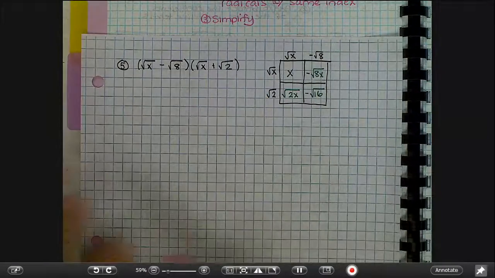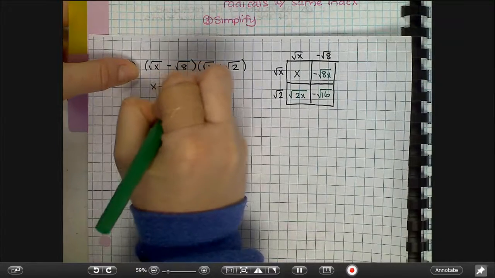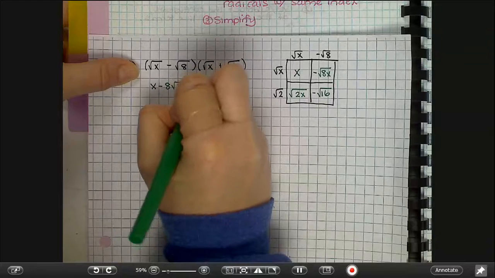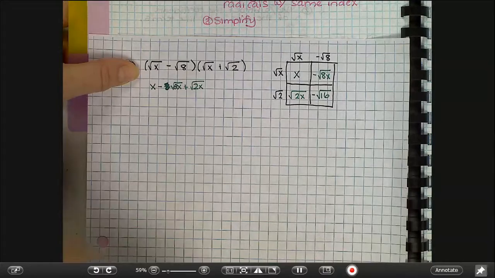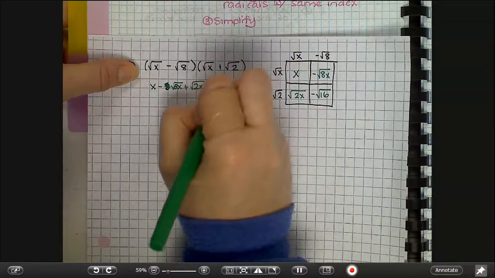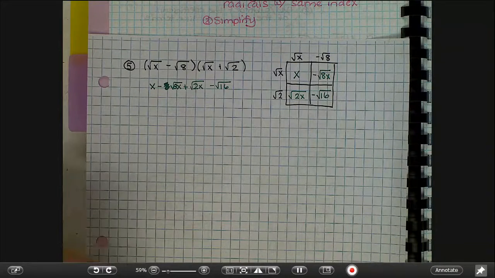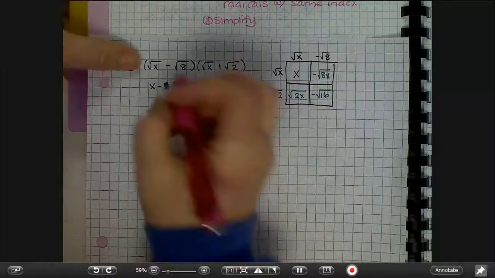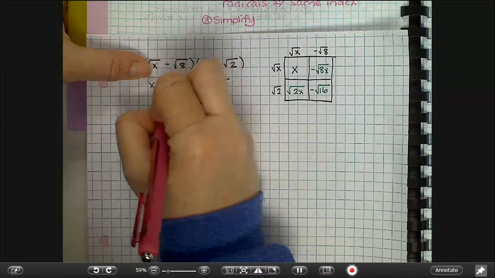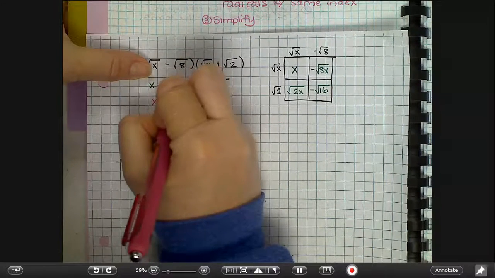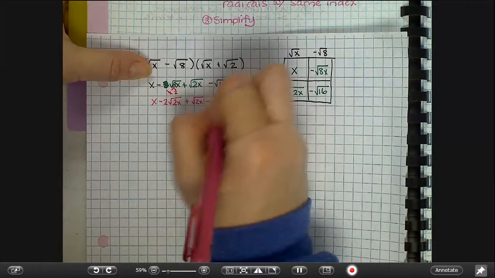So we're going to take all these things out over here on the side. X minus root 8x plus root 2x. No, I just wrote the 8 in the wrong place. Minus the square root of 8x plus root 2x minus root 16. We're going to simplify anything that we can. So our x is great. 8 is 4 and 2. So the square root of 4 is 2 root 2x plus the square root of 2x. That one can't simplify. Minus the square root of 16, which is 4.